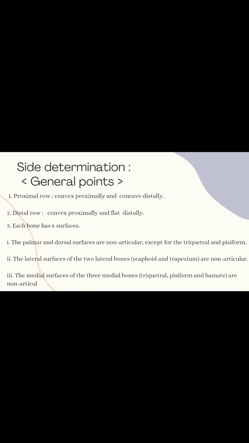Side determination. General points. Proximal row: convex proximally and concave distally. Distal row: convex proximally and flat distally. Each bone has 6 surfaces. The palmar and dorsal surfaces are non-articular, except for the triquetral and pisiform. The lateral surfaces of the 2 lateral bones, scaphoid and trapezium, are non-articular. The medial surfaces of the 3 bones triquetral, pisiform and hamate are non-articular.